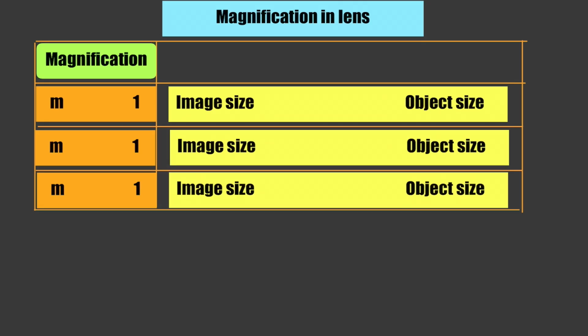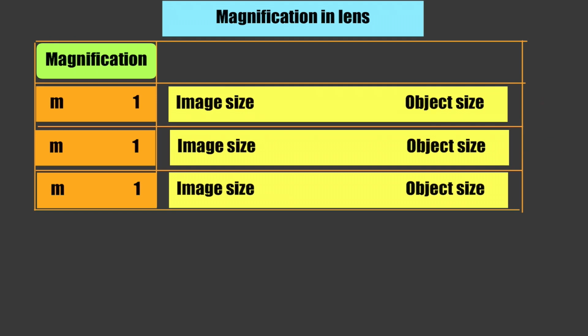Today we shall be discussing magnification in lenses. We represent magnification with small letter m. We have 2 columns and 3 rows.